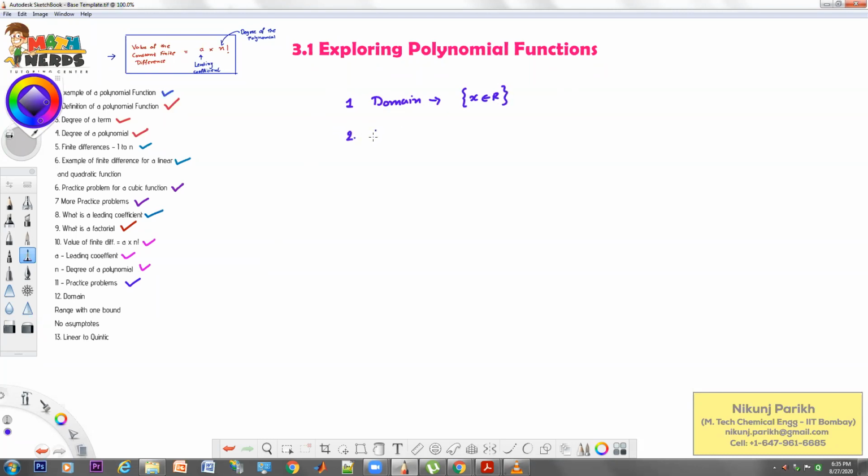The range can have either an upper bound or a lower bound, but not both. So let us understand these 2 characteristics using a quadratic function.